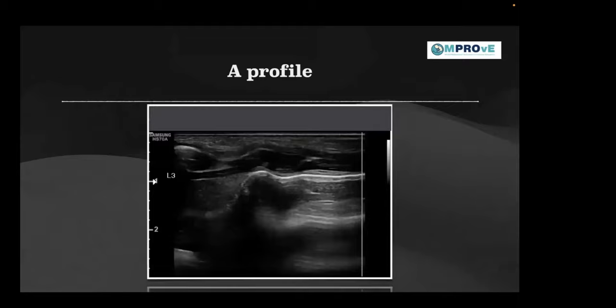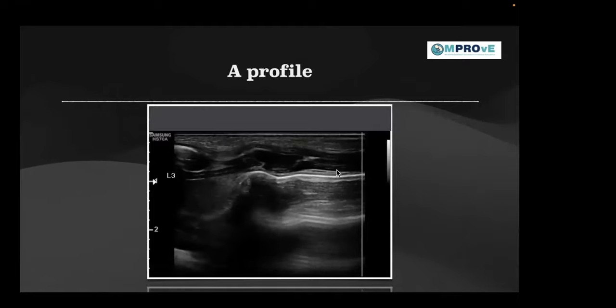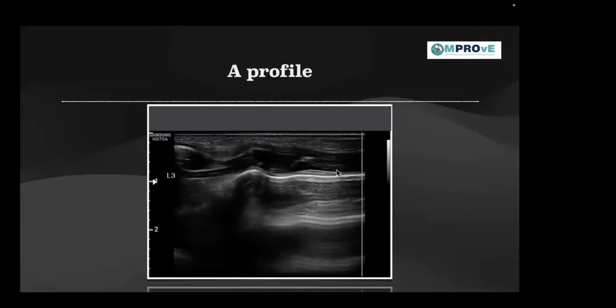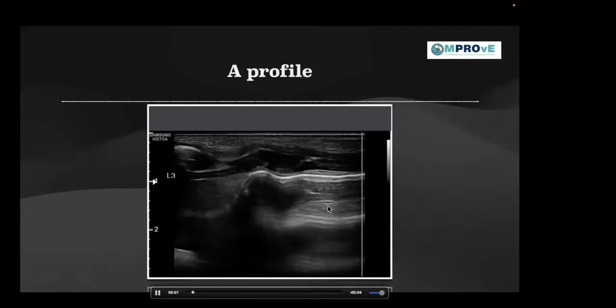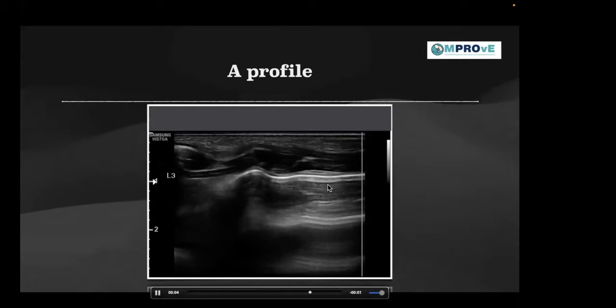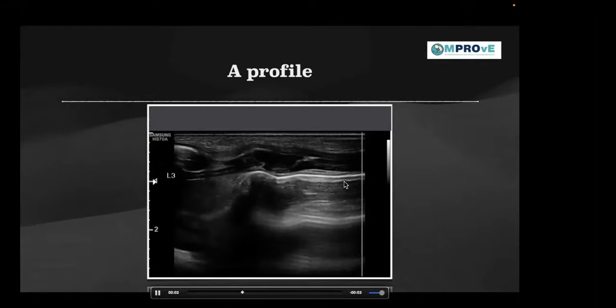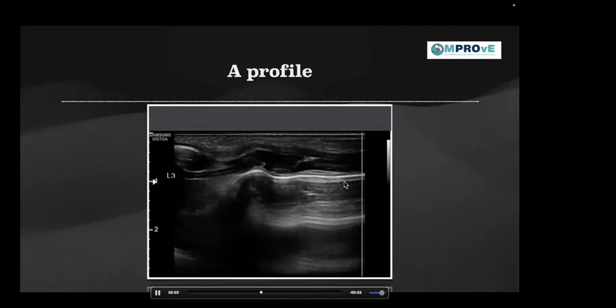Right. I think we are coming to the end of it. Now, pattern recognition, same thing. We have just clubbed it and said, this is A profile, this is B profile, this is C profile. So in A profile, you only see A lines. This is a pneumothorax area. You don't see any pleural sliding here. There is no movement whatsoever. So A profile, and if you read the Blue Protocol, A prime profile.